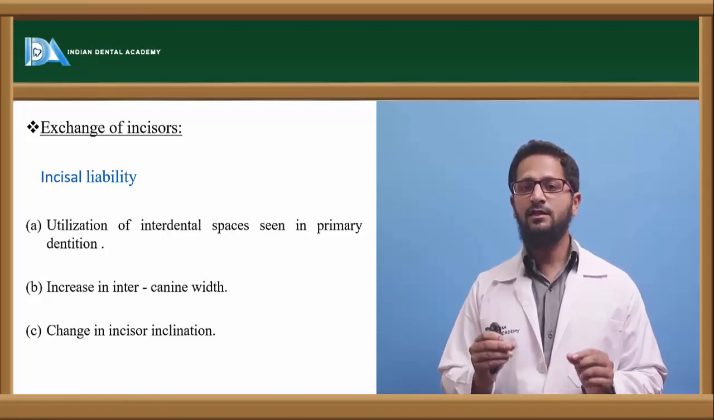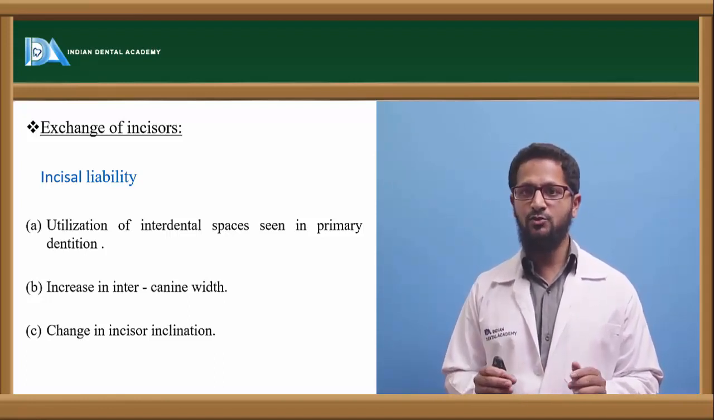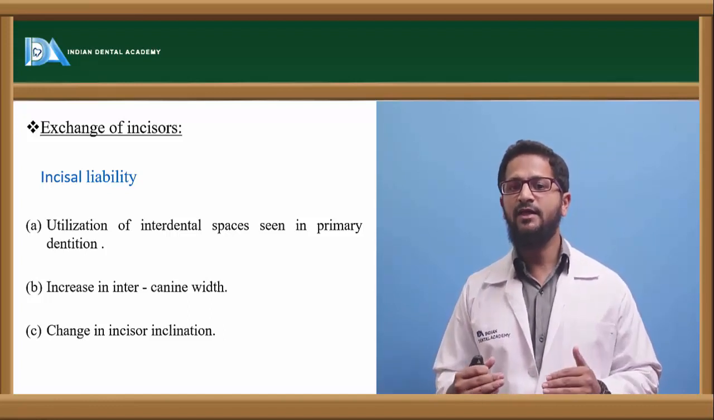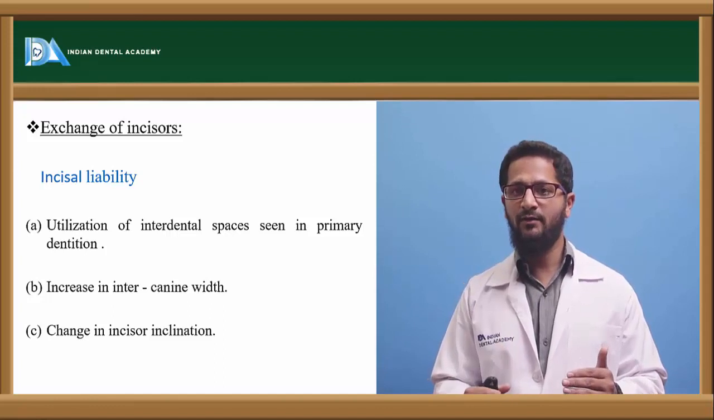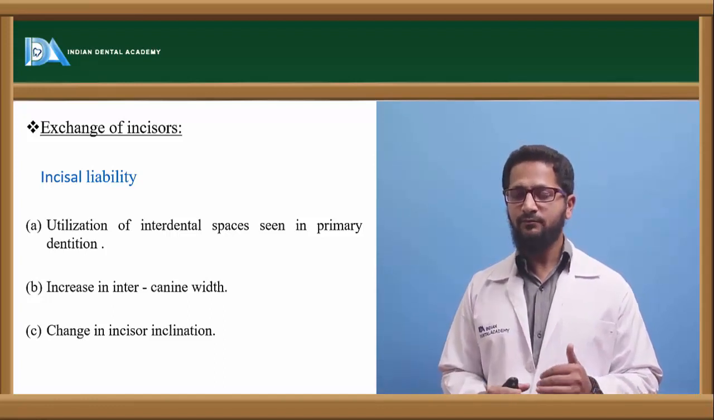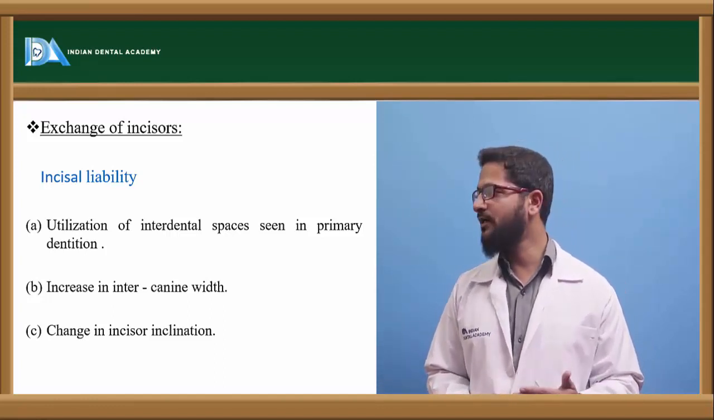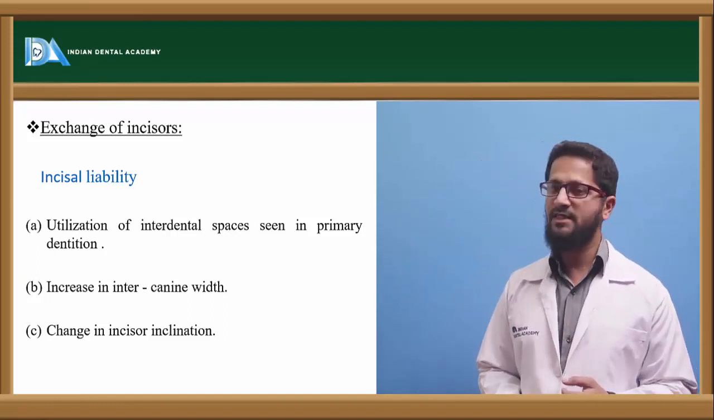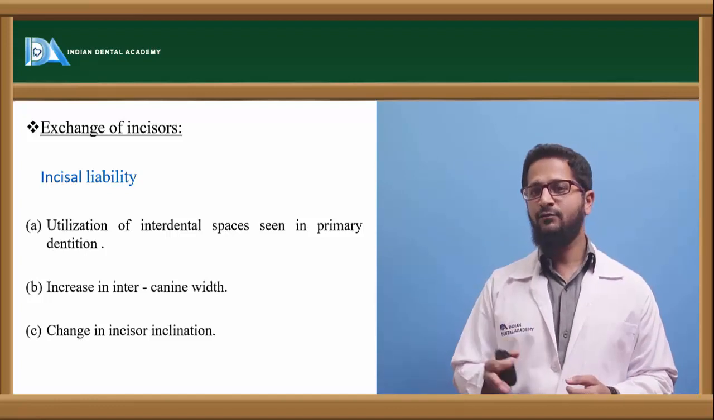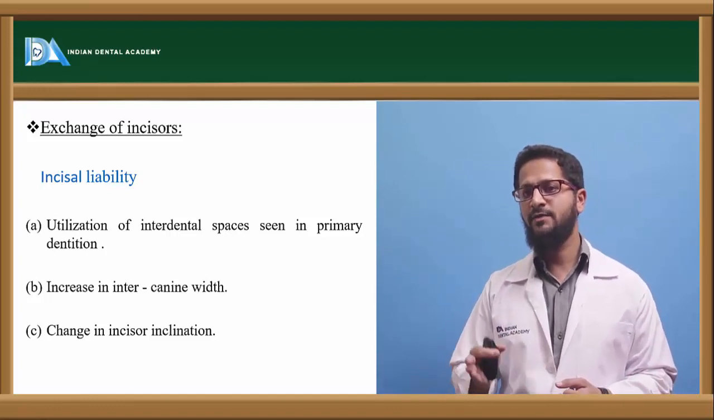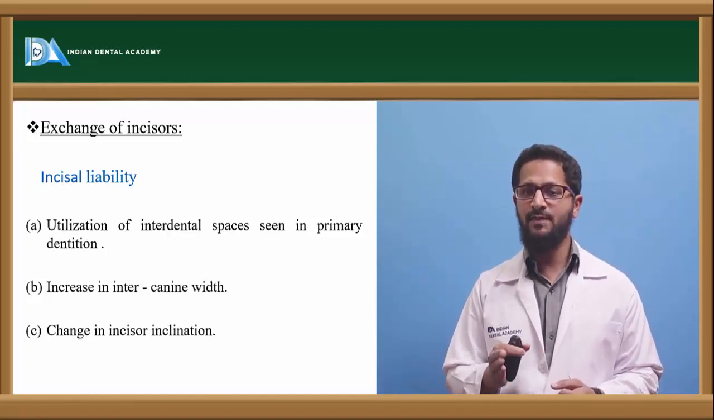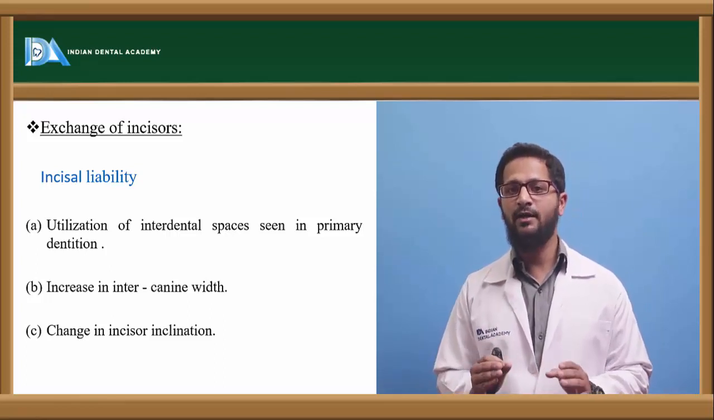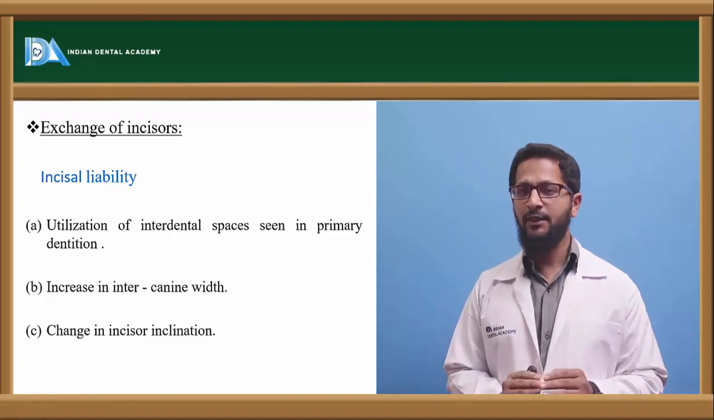Now, since the mesiodistal dimension of the deciduous tooth is less when compared to the mesiodistal dimension of the permanent teeth, when the permanent teeth have to come into the oral cavity, it usually lacks space. This lack of space is usually overcome by three mechanisms. It is first utilization of the interdental spaces which is seen in the primary dentition. As I've already mentioned, primary dentition is characterized by the presence of interdental spaces or physiological spaces. At this stage, those physiological spaces are utilized for the permanent teeth to come in proper alignment.